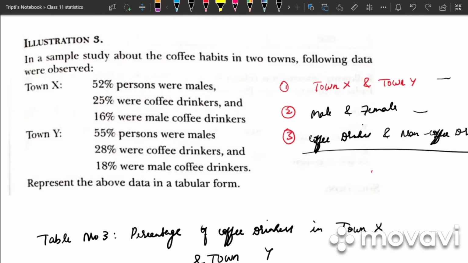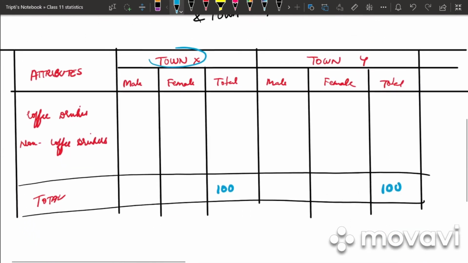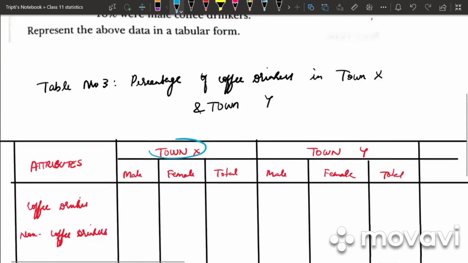They have given us 52% of persons were male. So out of 100, 52% is male. So 52 divided by 100 into 100. Why into 100? Because we are calculating the percentage. So how many in total are males in town X? It is 52. So under the total column in male we will be writing 52. So how many females? It is 100 minus 52, that is 48.